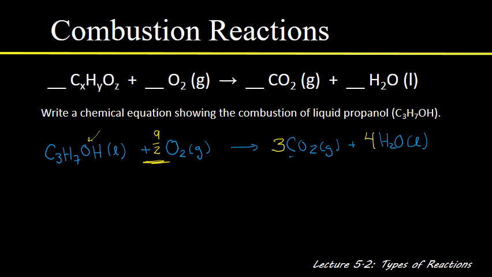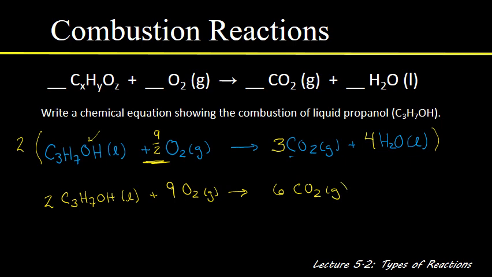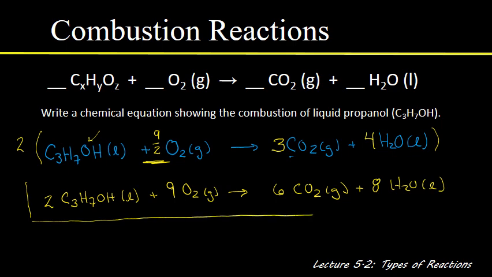So in order to get rid of that fraction, what we'll do is take this whole equation and multiply it by 2. And when we do that, we get 2 propanols and then 9 oxygens reacting to give us 6 CO2 molecules and 8 waters. Okay. And we might double check.